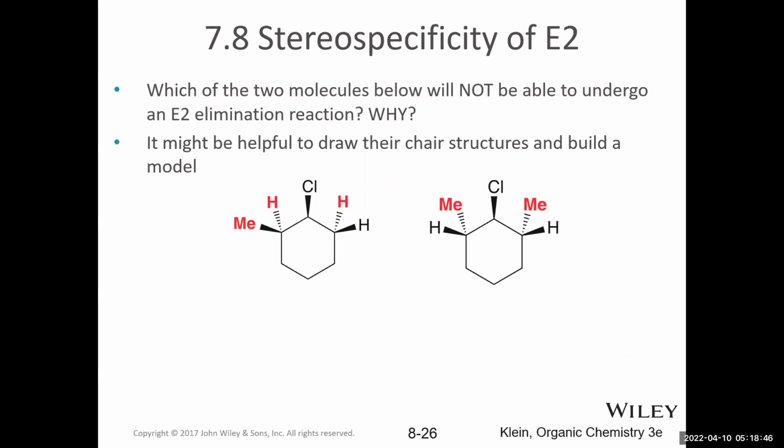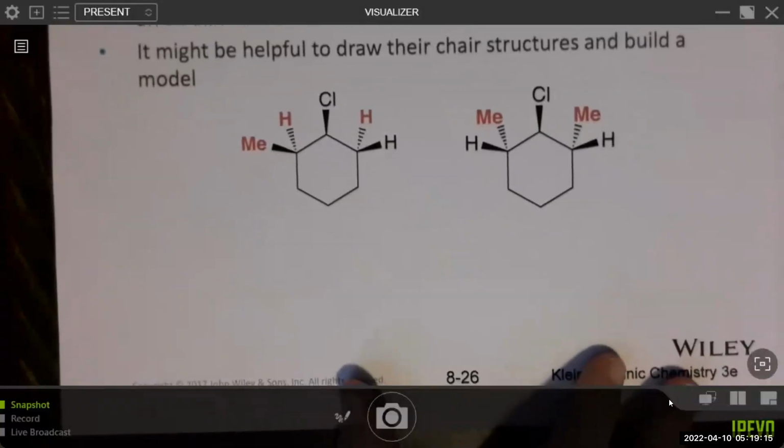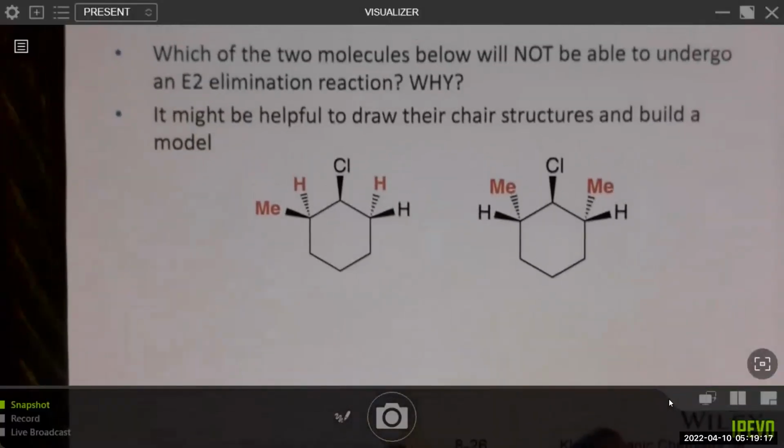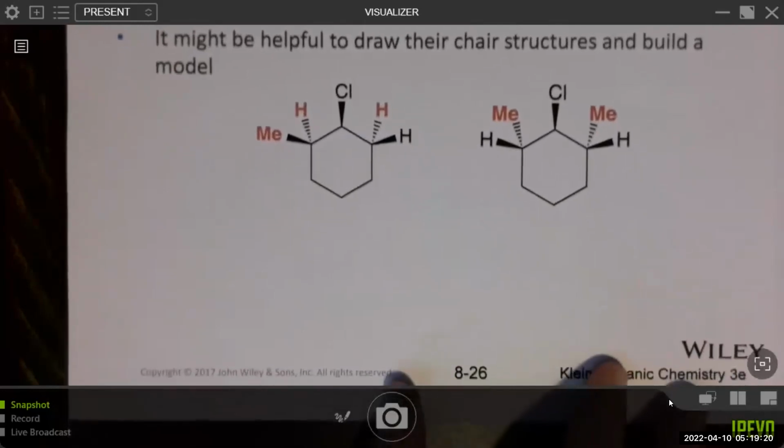So let's look at how that would play out with a different example. Can we figure out which of the two molecules below will not be able to undergo an E2 elimination reaction and why that is? It says it might be helpful to draw their chair structures and build a model. Okay, so let's go ahead and practice drawing out their chair structures and see if we can figure out why one of these will not be able to undergo an E2 reaction and the other one will.